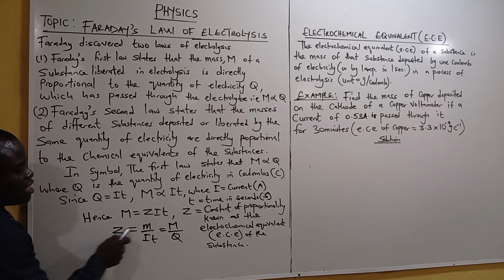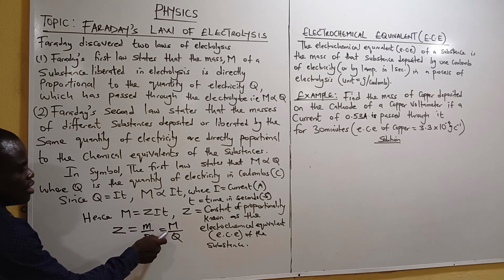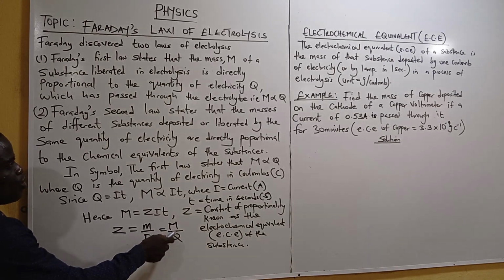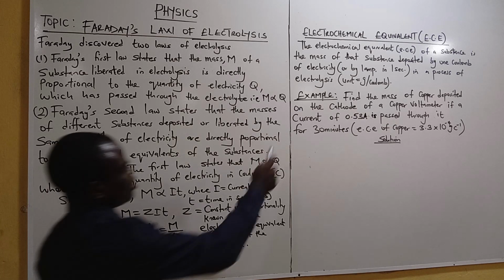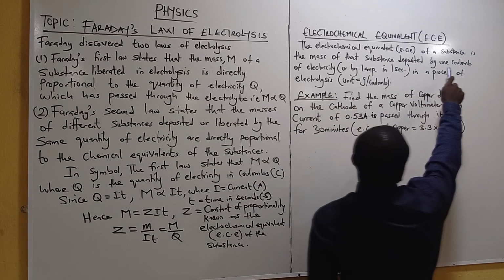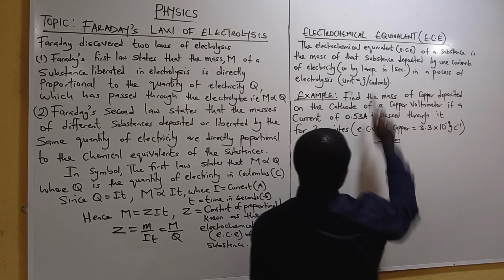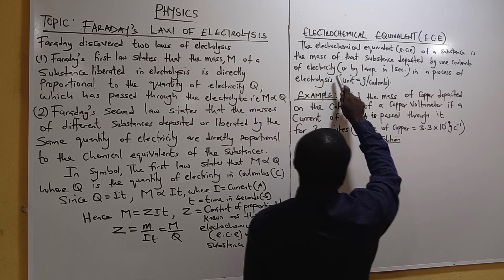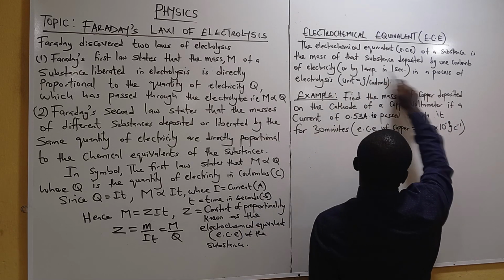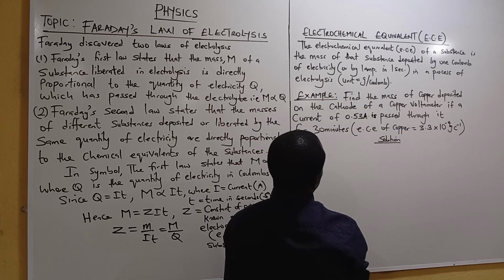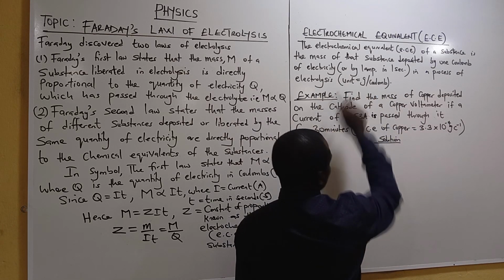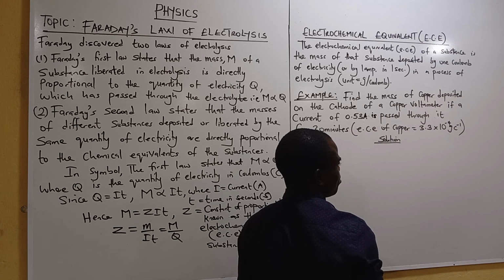Electrochemical equivalent is the mass of a substance deposited by what? Of that substance by 1 coulomb of electricity. You can see it here. The electrochemical equivalent of a substance is the mass of that substance deposited by 1 coulomb of electricity in a process of electrolysis.